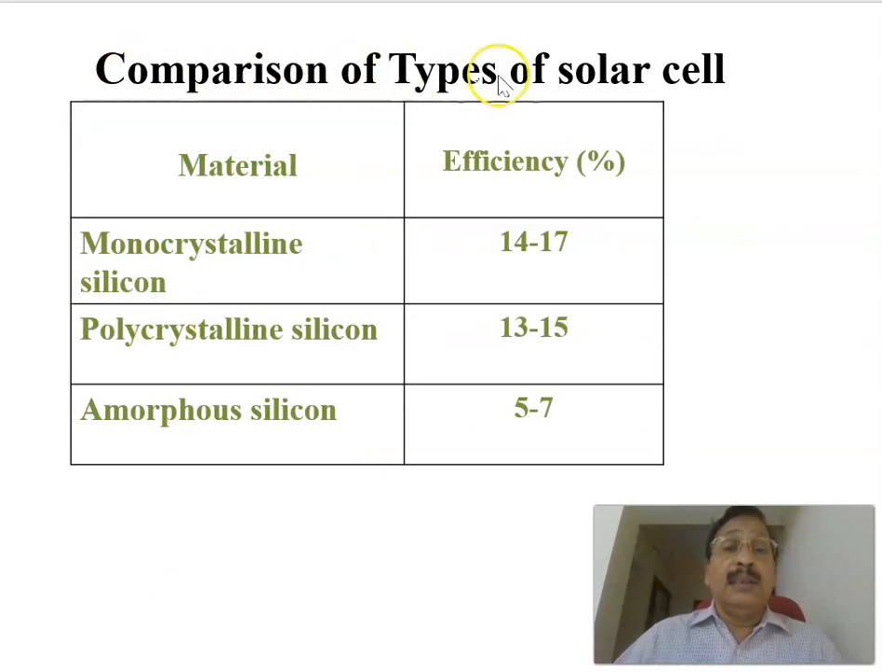If we compare the efficiency of the solar cells, monocrystalline has the maximum efficiency, in the range of 14 to 20 percent. It is near 20, or less than 20 only. Polycrystalline is around 13 to 15, and the amorphous silicon solar cell is 5 to 7%. Efficiency means electrical output divided by the solar input radiation, the input power. That ratio we call efficiency.